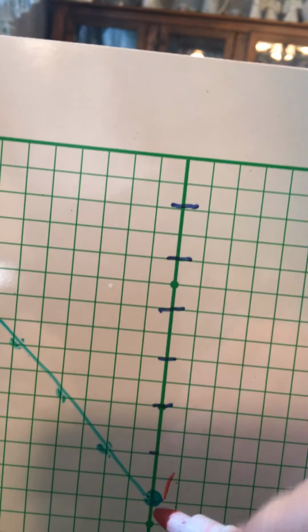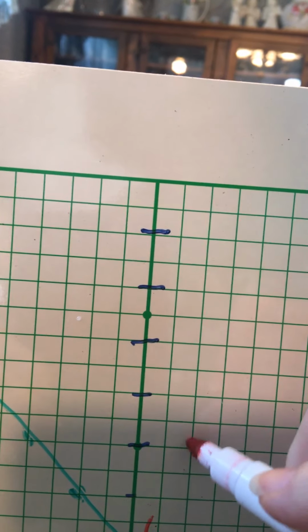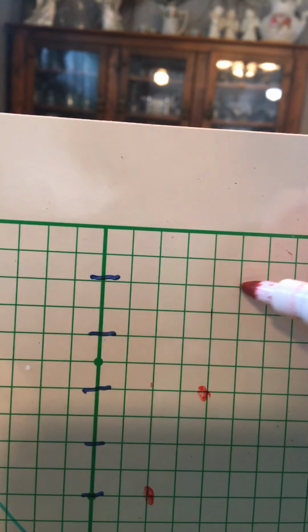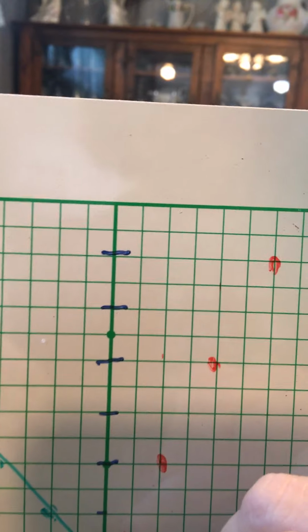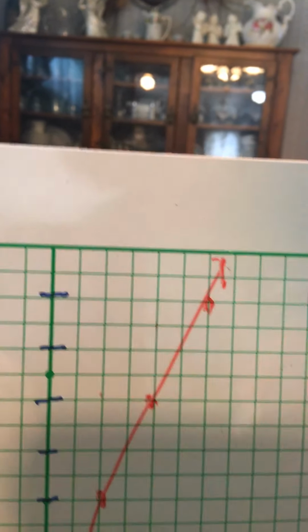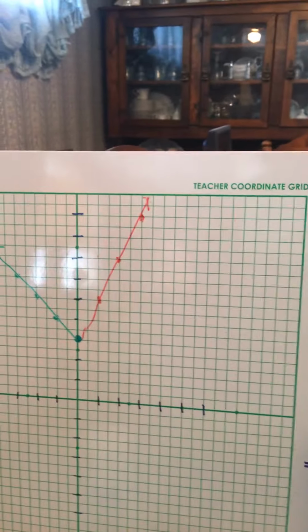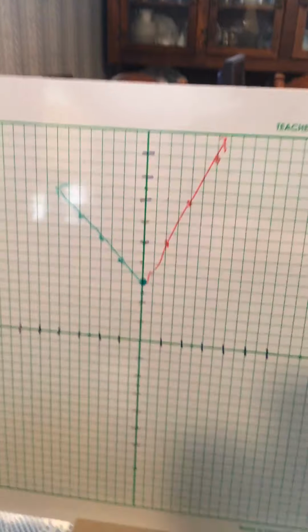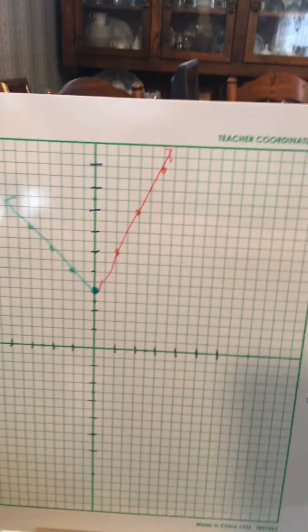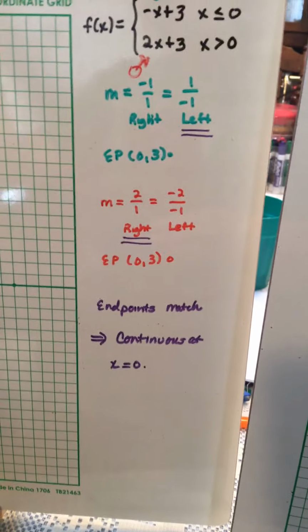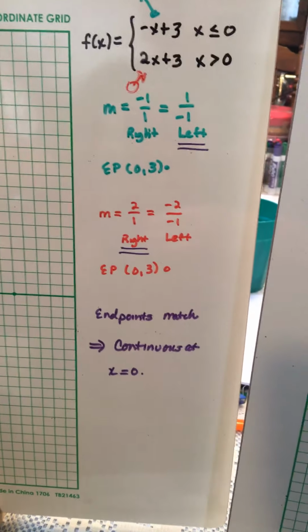Let me try that again. Up 2, right 1, up 2, right 1, up 2, right 1. I missed a goofy little line there. And it's going to give me my arrow, and it looks just like the last graph because that's what we were doing, only we were doing it via slope. It's connected, and so we say the graph is continuous at 0.